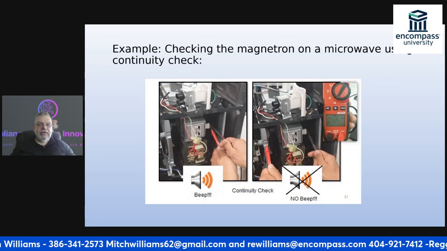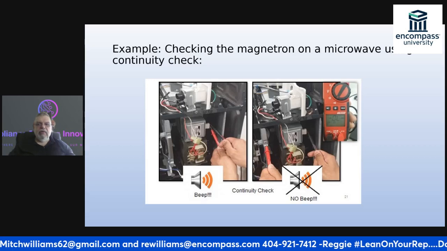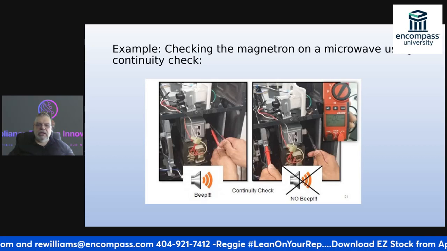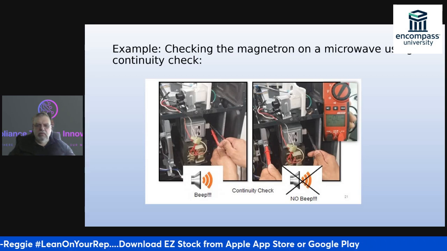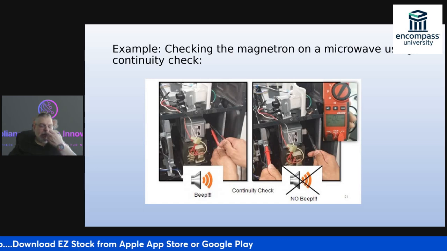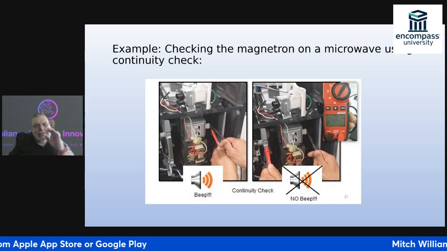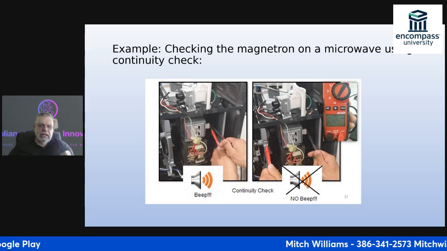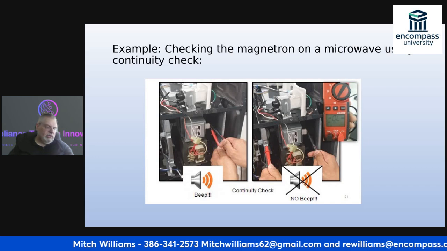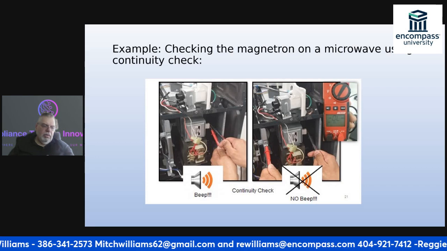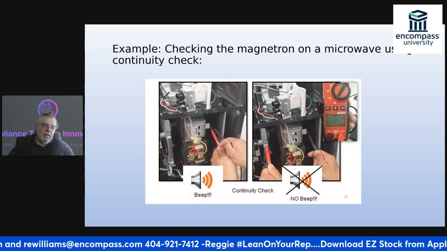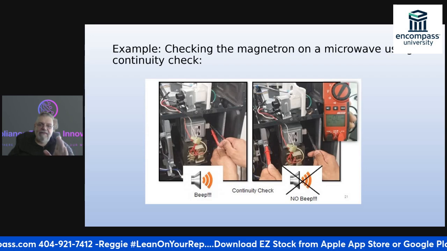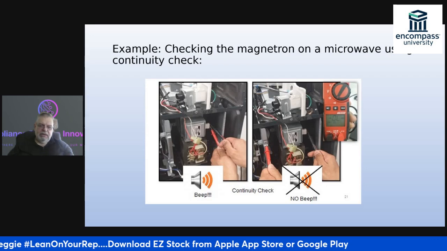Here's a perfect example. This is using a magnetron on a microwave to check continuity. If I check between here and I get the beep, what does that tell me? It tells me I got a good one. Now I can tell you right now, just because you get a beep, that doesn't mean that magnetron is good. I have run into them where they were just about to go bad, and I got a good continuity check. I got a beep, but it was bad. So you have to be very careful whenever you're checking a magnetron.